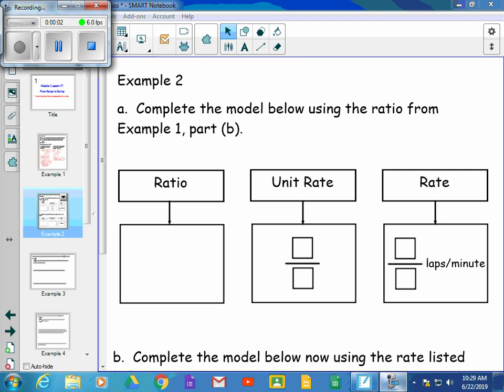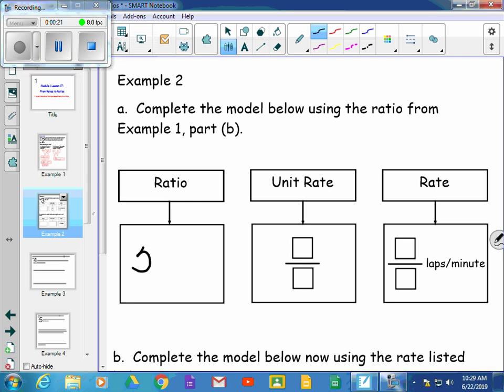Now let's take a look at example number 2. First part says, complete the model below by using the ratio from example 1, part B. Example 1, part B, remember, talked about doing 5 laps in 4 minutes. So the ratio that's associated with that would be 5 to 4. I'm going to write it as a ratio.